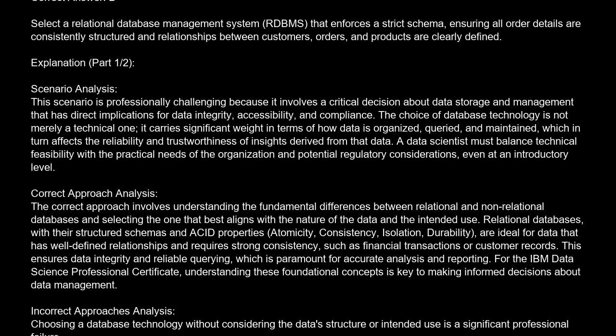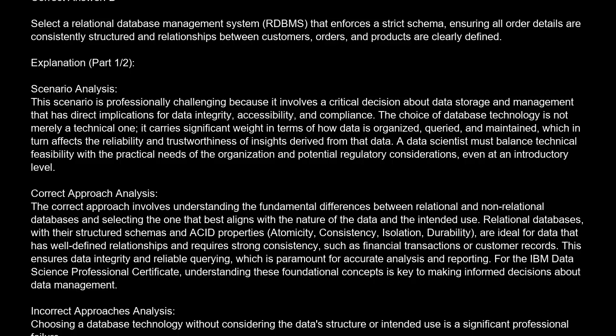Explanation. Scenario analysis. This scenario is professionally challenging because it involves a critical decision about data storage and management that has direct implications for data integrity, accessibility, and compliance. The choice of database technology is not merely a technical one. It carries significant weight in terms of how data is organized, queried, and maintained, which in turn affects the reliability and trustworthiness of insights derived from that data. A data scientist must balance technical feasibility with the practical needs of the organization and potential regulatory considerations, even at an introductory level.